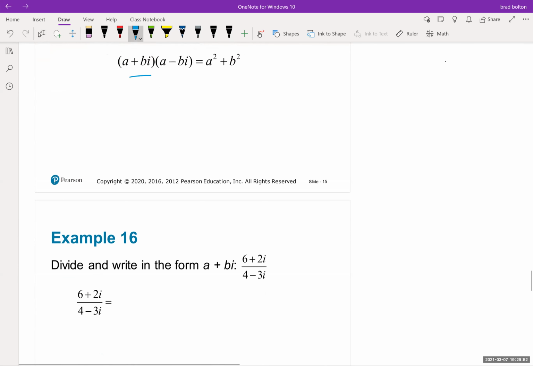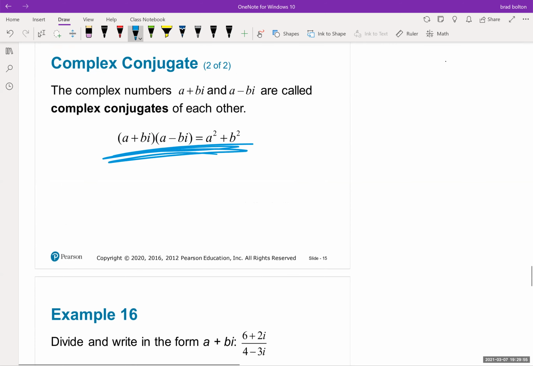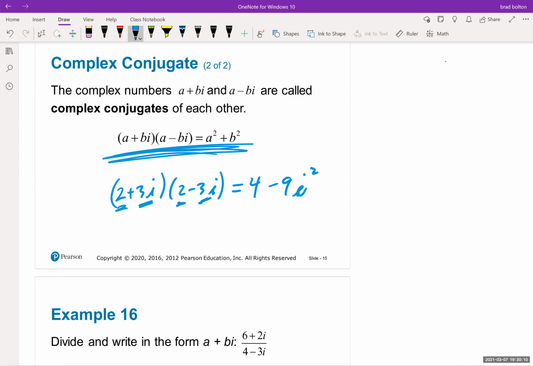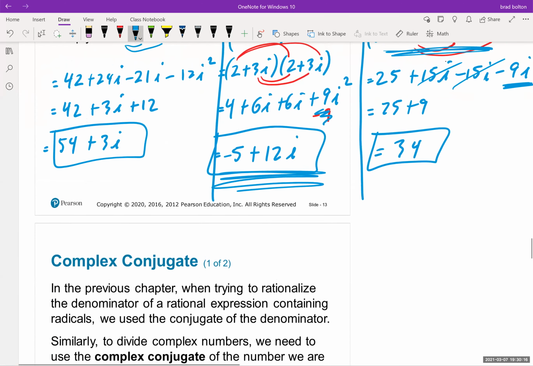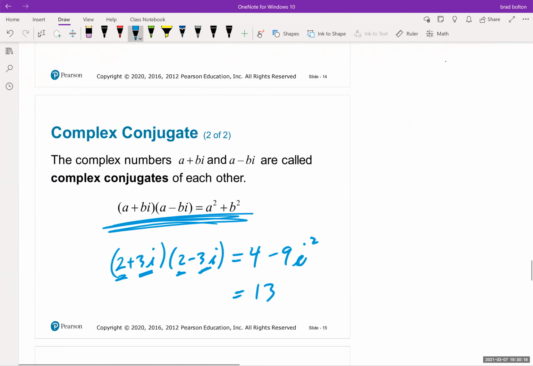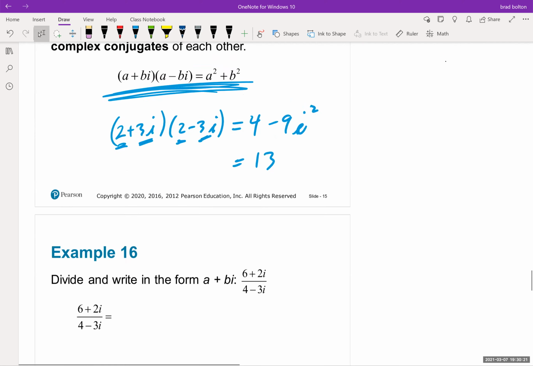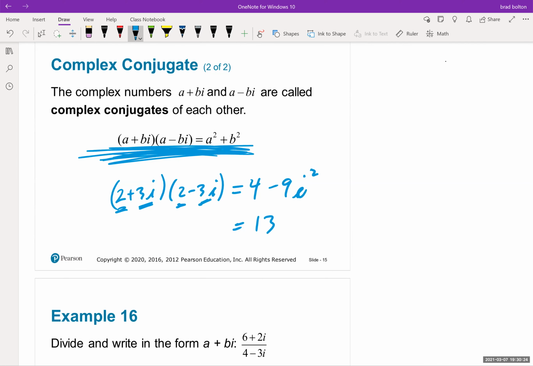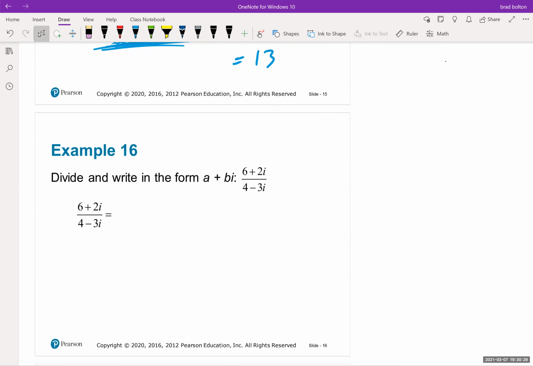Let's see here. So this is just showing you what I was talking to you guys about, when you have 2 plus 3i times 2 minus 3i. When they're complex conjugates, this and this will become a squared, and 3i and 3i will become negative 9i squared, which is actually just 13. Did I do this one wrong, or did I use a different value? Oh, no, that's right. Okay. So they're just trying to put into words right here, into a formula, what I was showing you in the previous example.